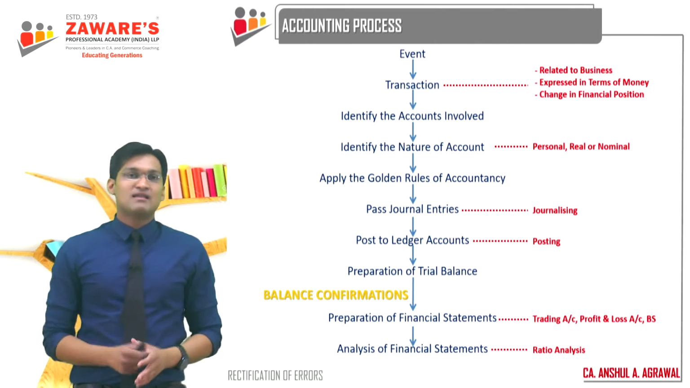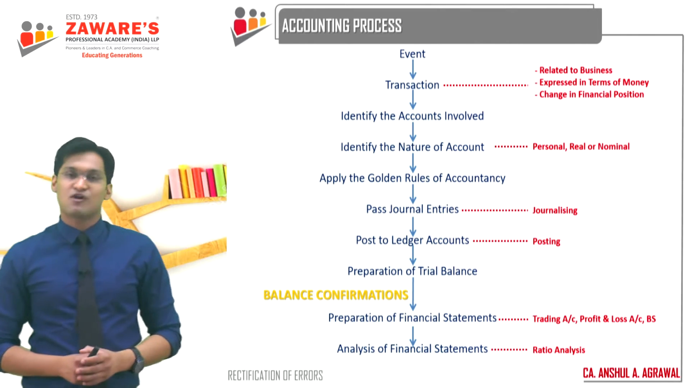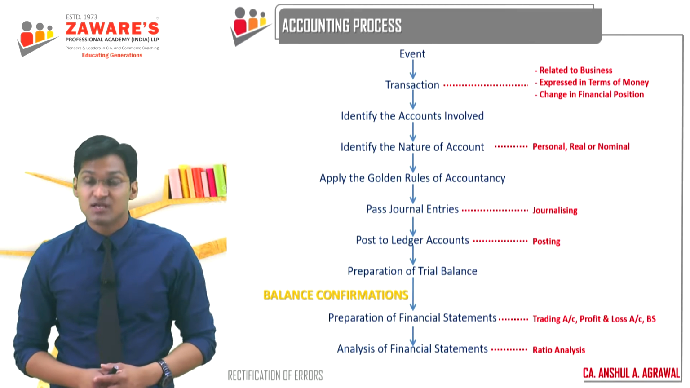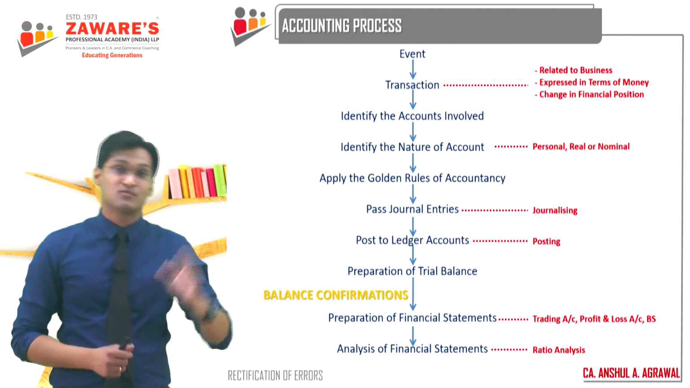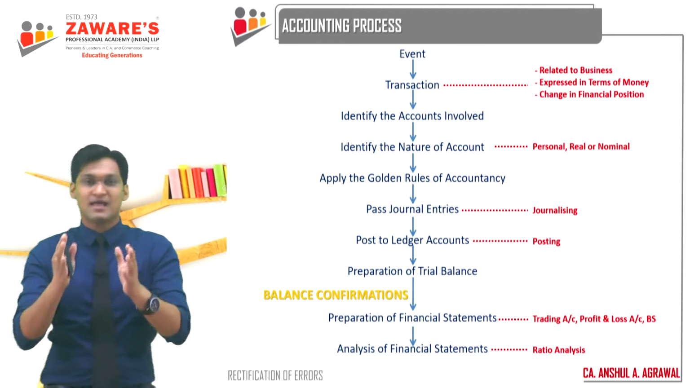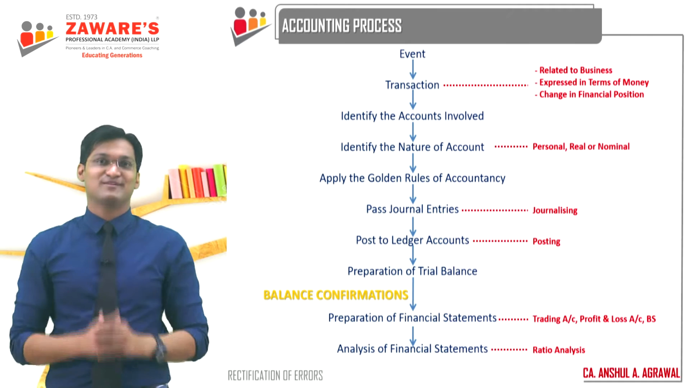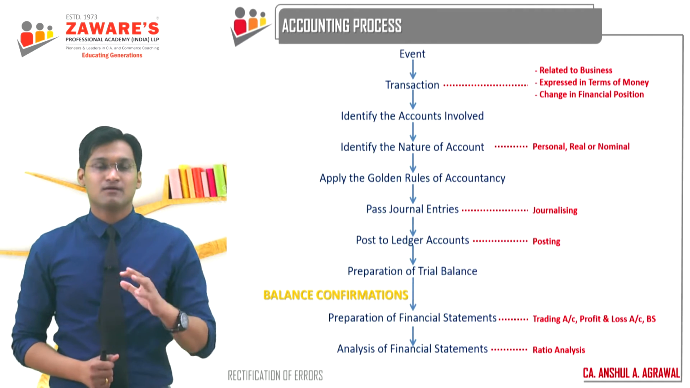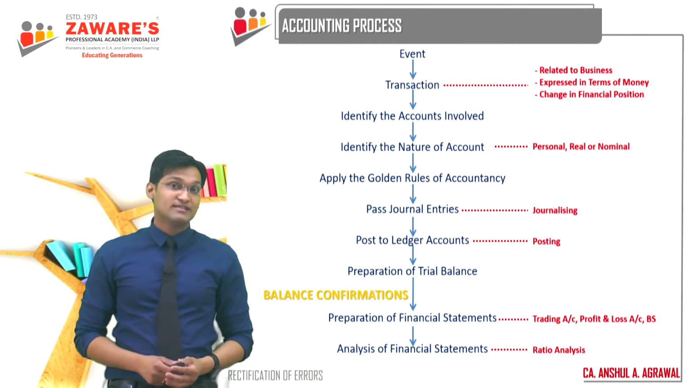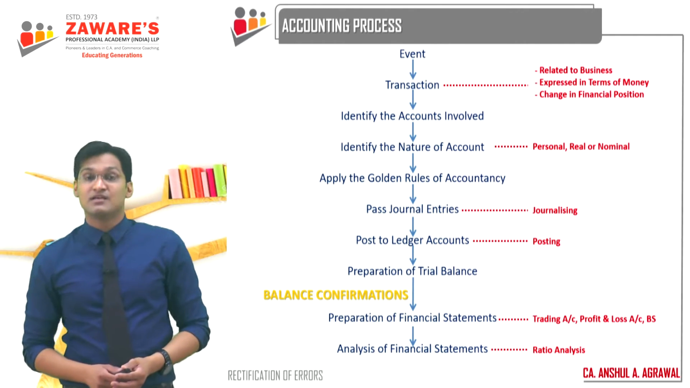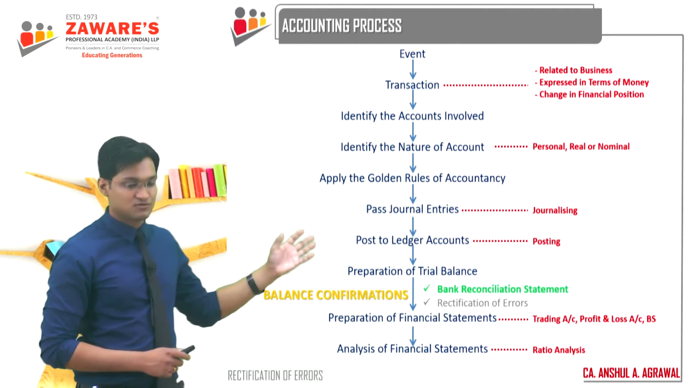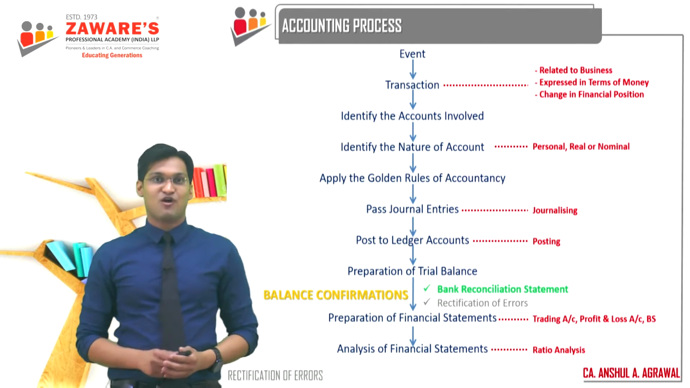In the procedure of balance confirmation, we have seen in the previous topic that if your bank balance does not match with the bank balance as per passbook, then in that case we prepare a separate statement known as bank reconciliation statement. We also need to check for some errors. We need to check whether our trial balance is free from all the errors or not, and that is exactly where we come to this topic of rectification of errors.